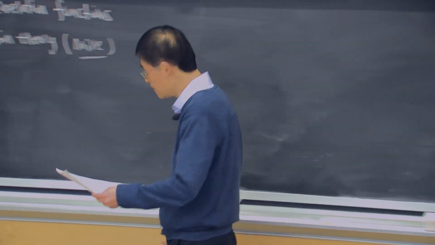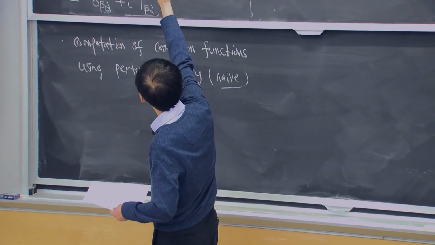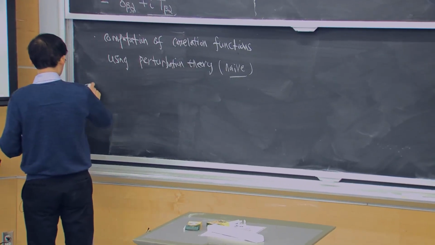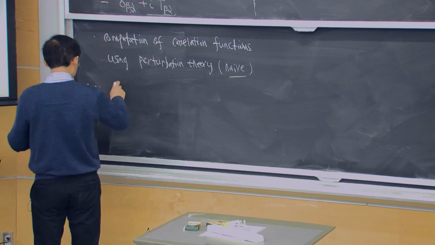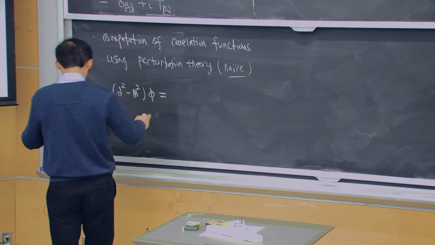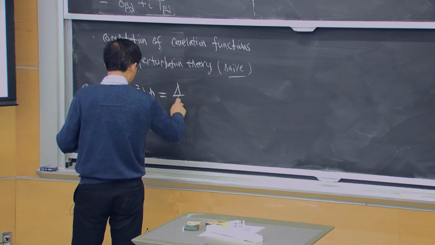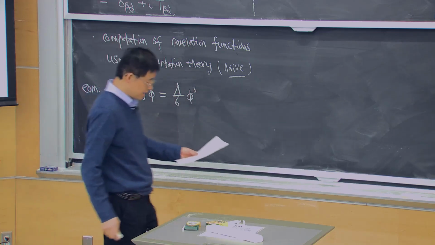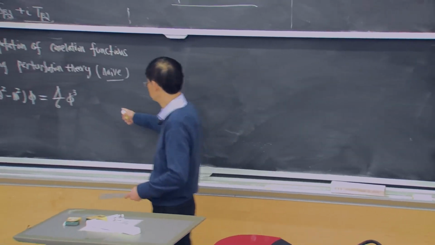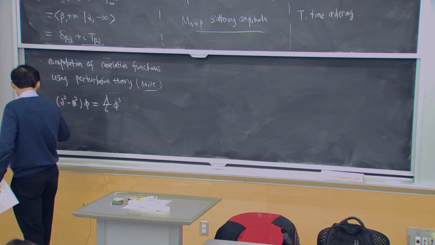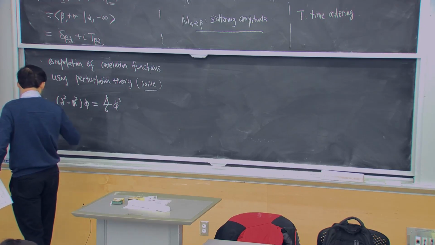So now let's consider that φ⁴ theory again as an example. The equation of motion gives you (∂² − m²)φ = (λ/6)φ³. Even though we cannot solve this equation exactly, we can solve it perturbatively in λ.